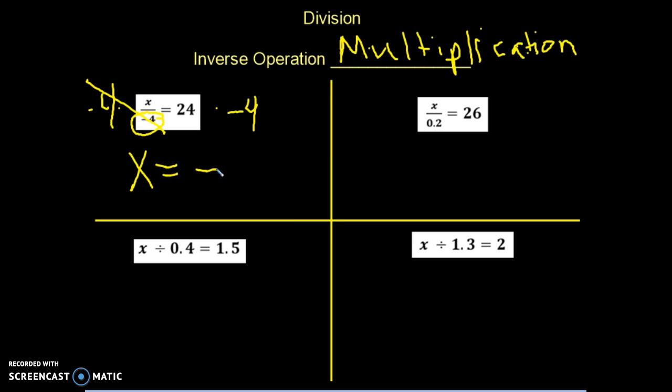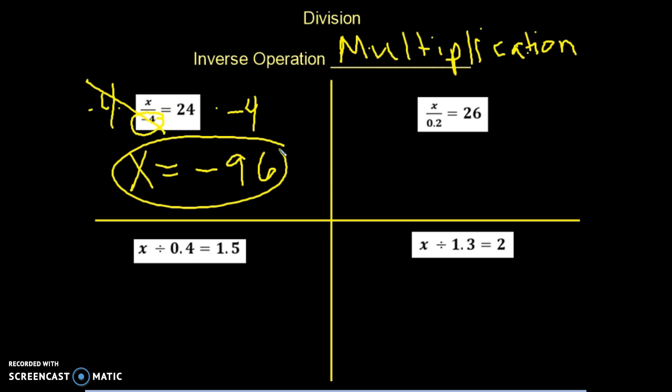And again, remember you can use your calculators when you're solving equations. So we're going to do 24 times -4, and we get x equals -96. If you want to go back and check the work here, does -96 divided by -4 equal 24? If you type that in on your calculator, you'll see that it definitely does. So we've done that problem right.